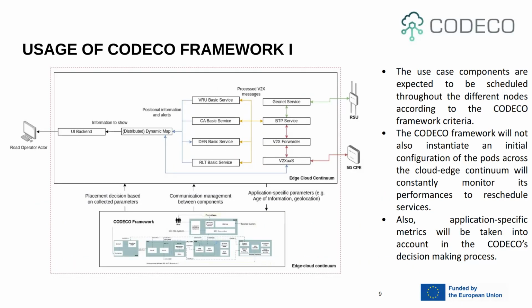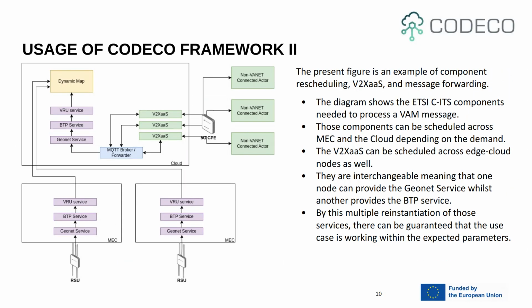The CODECO framework deploys, monitors and reschedules all the software components across the cloud edge continuum, and provides a remarkable performance enhancement, thanks to predicting and detecting better deployments, and acting accordingly to this information. This last slide shows an example of multiple scheduled components across multiple nodes in the cloud edge continuum. There can be seen how there is one V2X as a service component providing V2X services to each non-VNet connected user.